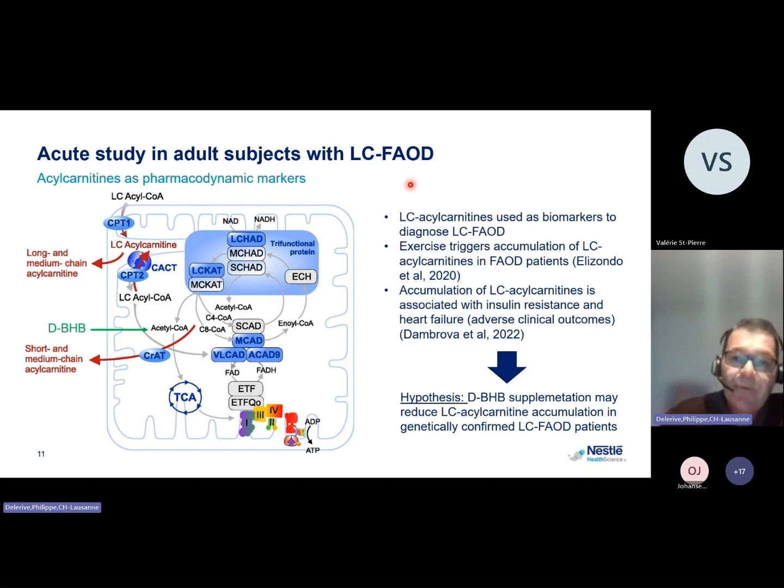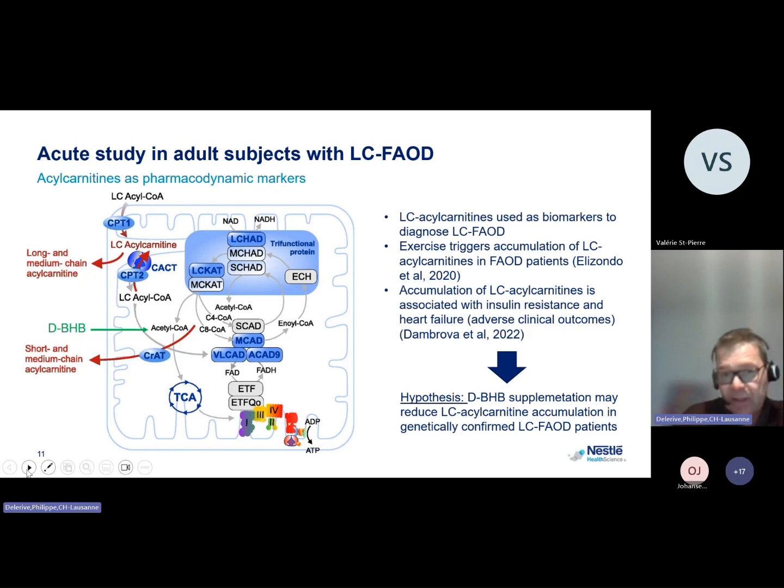We know that exercise further exacerbates that phenotype, and it's been shown by Melanie's lab a while ago, and is well known also in the case of insulin resistance. And we know that acylcarnitine has really toxic metabolites. They promote insulin resistance, they are pro-inflammatory, they are pro-fibrotic, so they are linked to adverse clinical outcomes. So our hypothesis was, well, we think that DBHB supplementation acutely and before triggering that exercise period may reduce the buildup of long-chain acylcarnitine in the plasma in genetically confirmed patients.